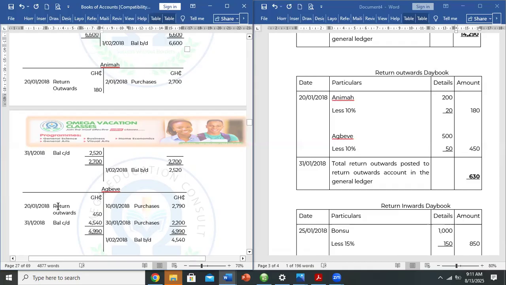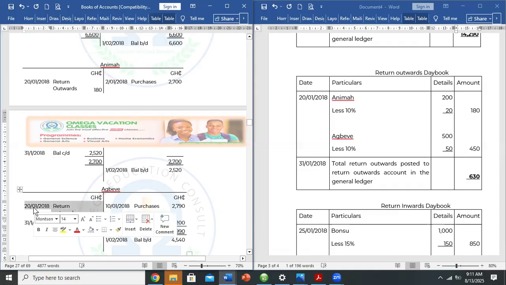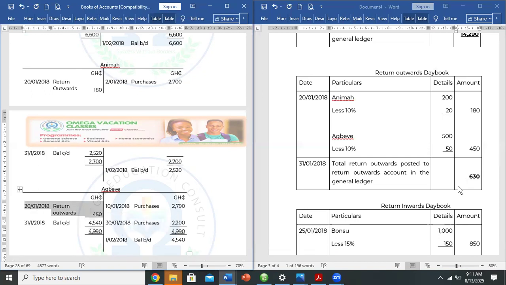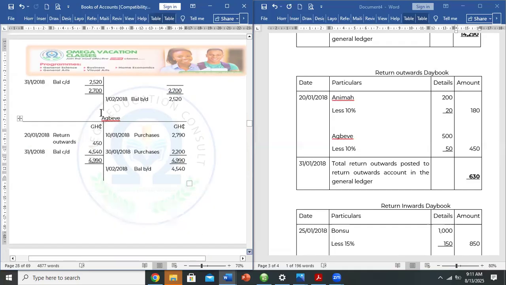Again, the totals would have to go to the general ledger, in the return outwards account. So if we go to the general ledger, you see the return outwards account being opened.